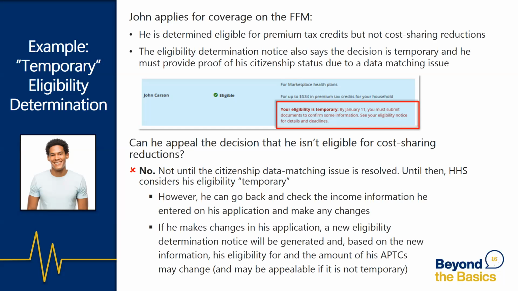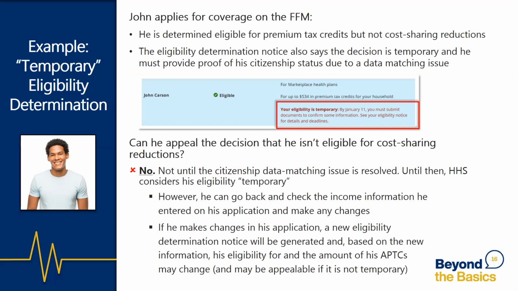Okay, so let's take John, who applies for coverage at healthcare.gov. He's found eligible for tax credits, and his eligibility notice says the decision is temporary, and he must provide proof of citizenship status due to a data matching issue, or a DMI. So can he appeal the decision that he isn't eligible for cost sharing reductions? No, not until that DMI is resolved. He does have some other options though.